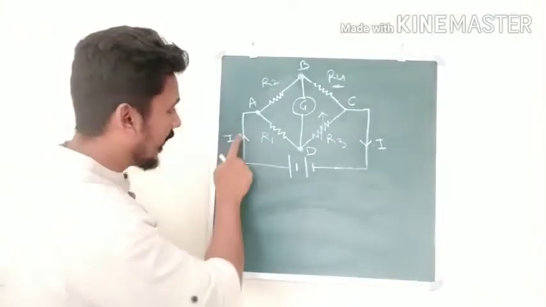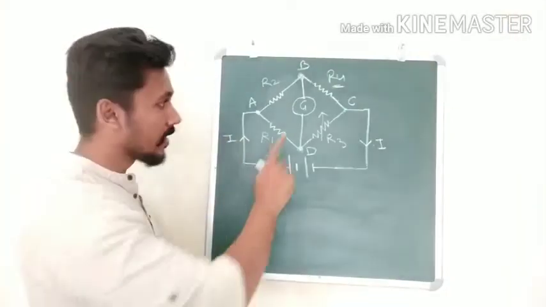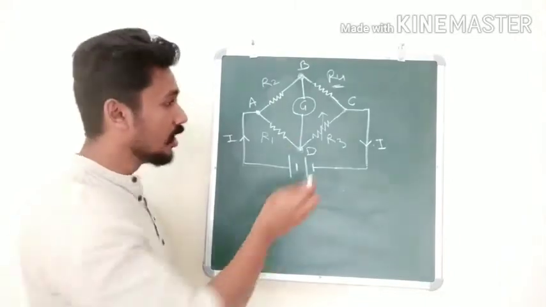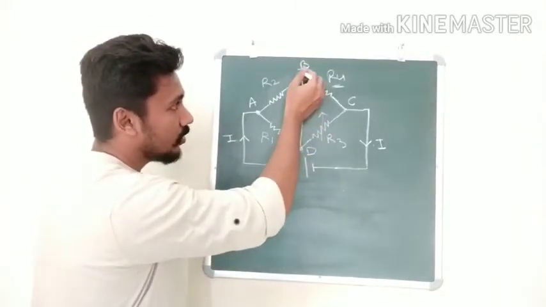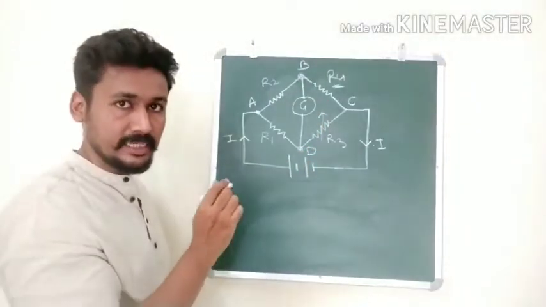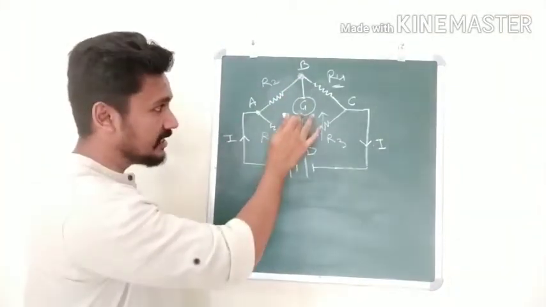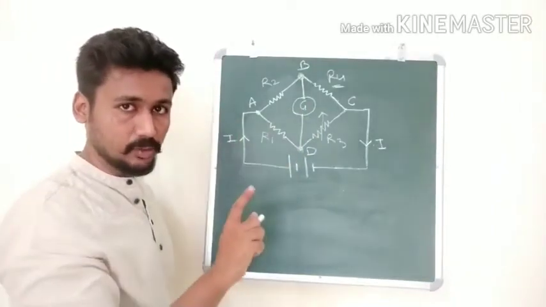As we said, I is the total current in the circuit. Now we have adjusted the galvanometer such that it is showing zero deflection. So there is no current going from B to D. There is no electric current going from B to D or D to B. The Ig, that is current through galvanometer, is zero.